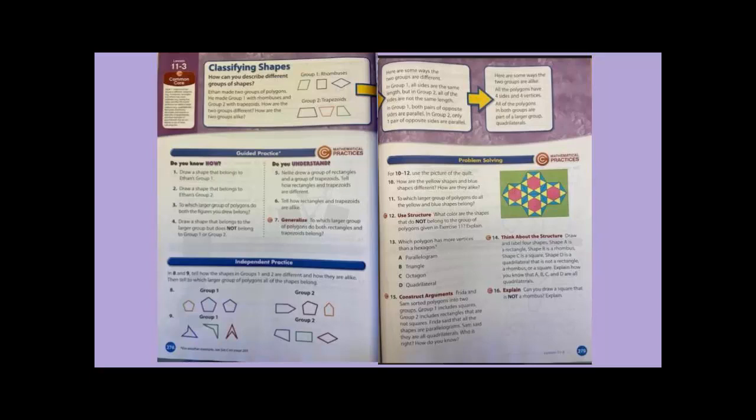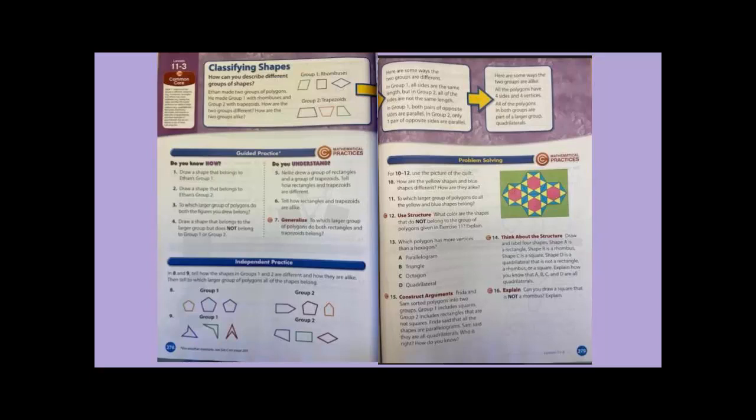Next, let's consider some of the ways the two groups are alike. First, all of the figures are polygons. They all have 4 sides and 4 vertices. All of the polygons in both of these groups, group 1 and group 2, are part of the larger group, which are called quadrilaterals. So group 1 and group 2 have similarities and they have differences.